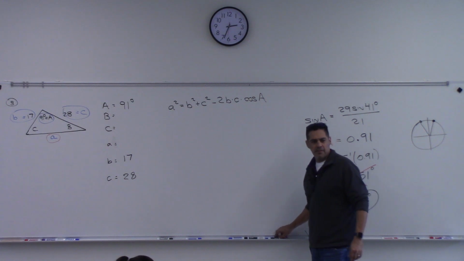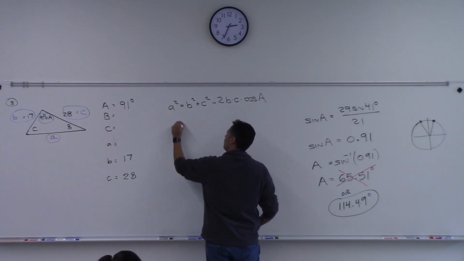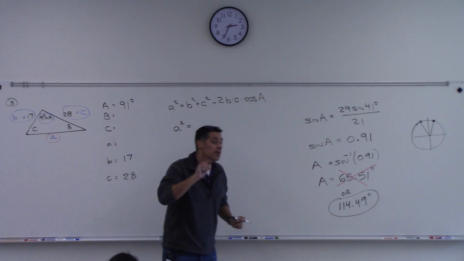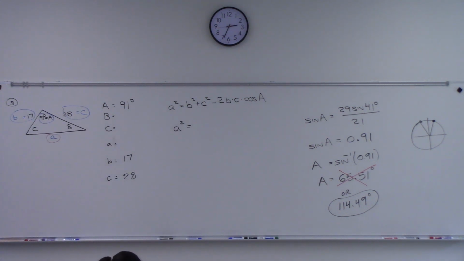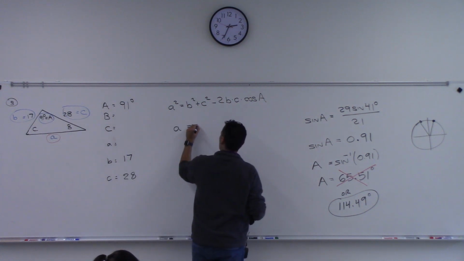Y'all get it yet? I'm sorry? 33? Yeah, about 33. So that's A, right? Not A squared? Okay. I see a couple of people agreeing, so 33.